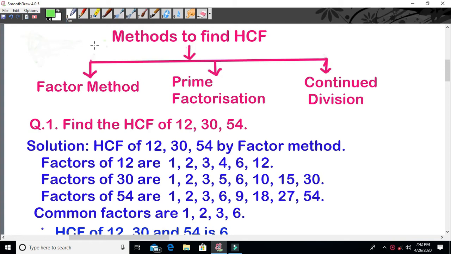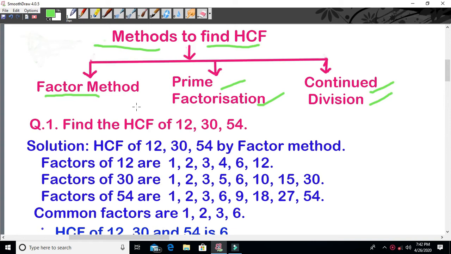Here we will learn methods to find HCF. So there are three methods: factor method, prime factorization method, and continued division method. Here we will take one question and discuss all three methods one by one.